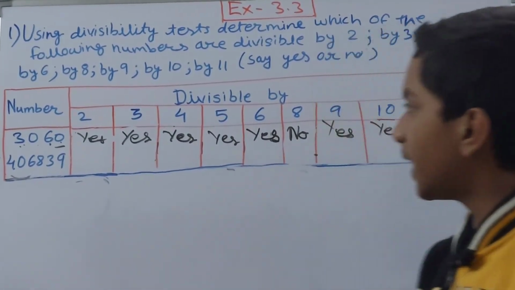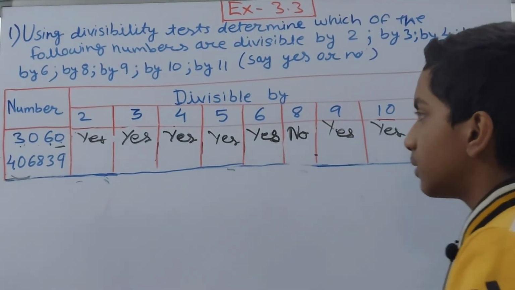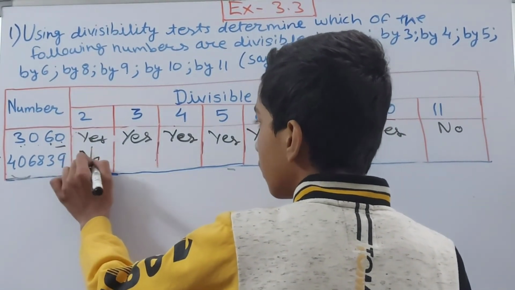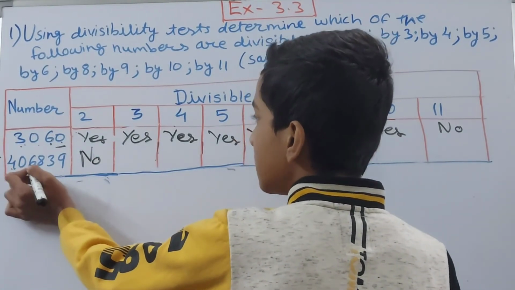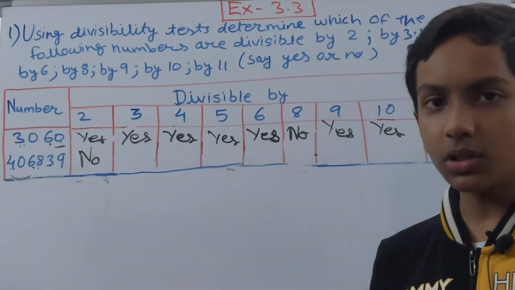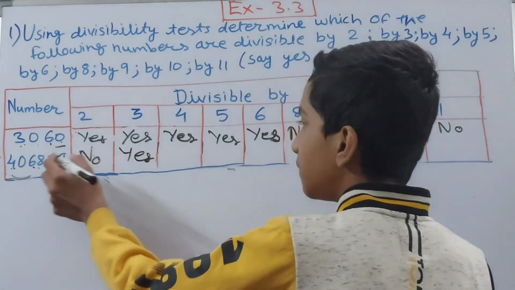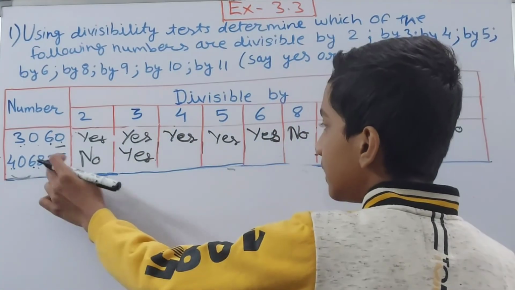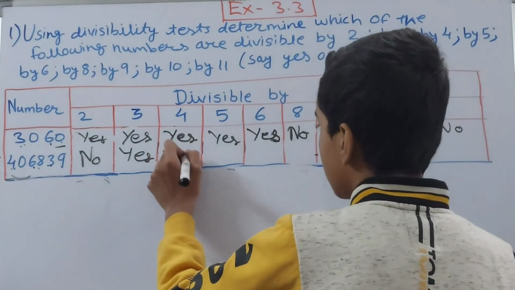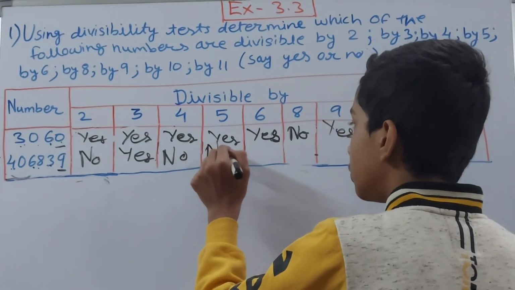Next number, we have 406839. Now you start from 2. You can see here 9 is here, so it is not divisible by 2. So no. For 3, add these. So 4 plus 6, 10, plus 8, 18, plus 3, 21, plus 9 is 30. 30 is of course a multiple of 3. So yes. For 4, we have last two digits 3 and 9, 39. So 39 is not divisible by 4. So we will put no here. For 5, you can see digit at one's place is 9. So no. It should be 0 or 5.